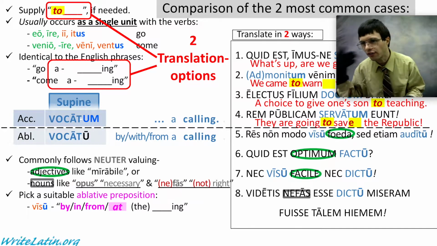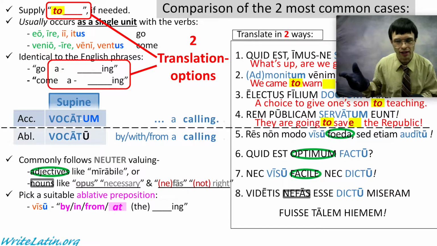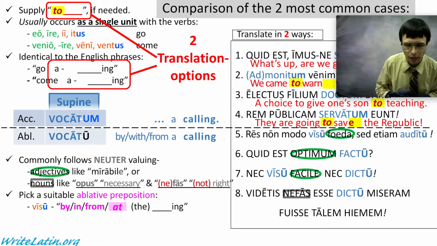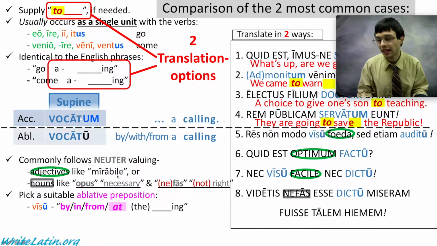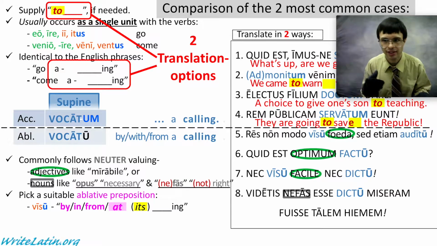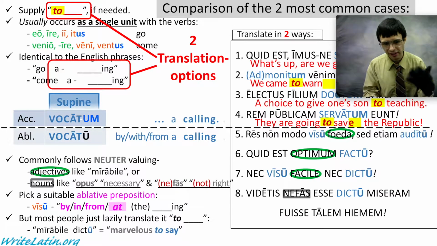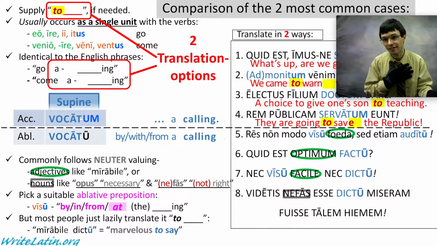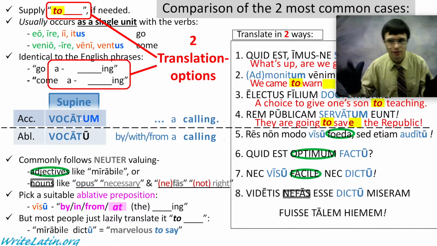Visu. Oftentimes you'll get other sensory supines like auditu, in the hearing, dictu, in the saying. All of these commonly occur in the ablative supine. And since the supine is an actual instance, an even better way to translate it might be "marvelous at its seeing." But most people just lazily translate it to "to blank." Mirabile dictu, marvelous to say. Now, I like better "marvelous in its saying." To me, that's much more poetic, but to each their own.